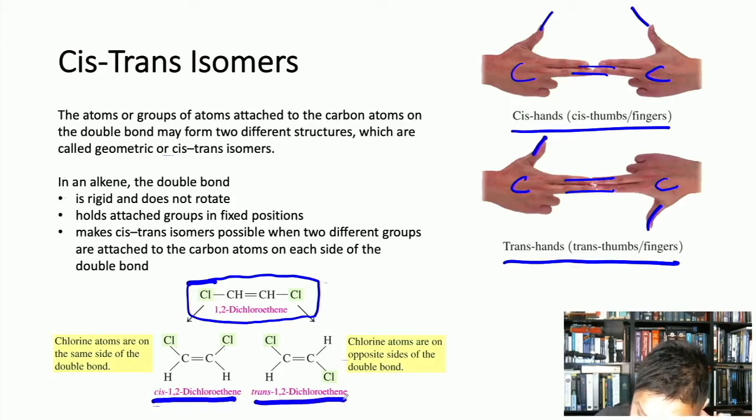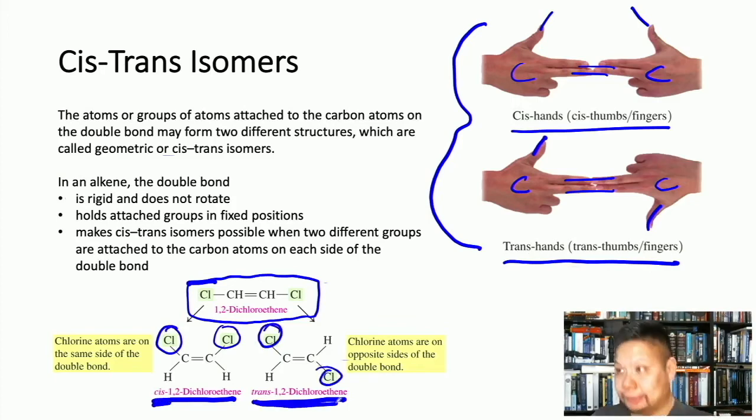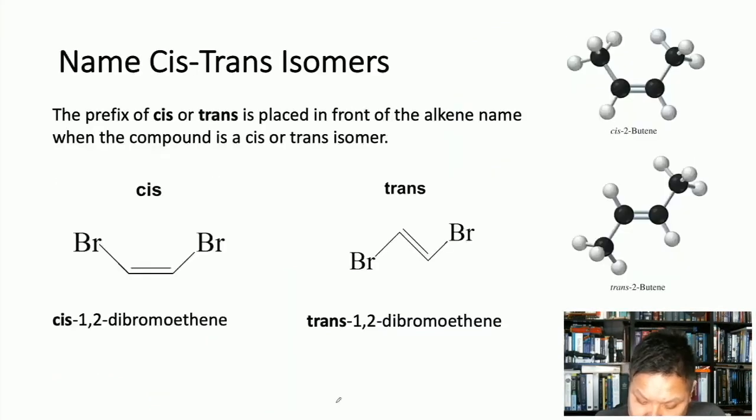And just as the two sets of hands imply, if the chlorines are on the same side, then it's a cis 1,2-dichloroethene. If the chlorines are on opposite sides, it's a trans dichloroethene. But that only happens with alkenes. So let's look at a couple more cis-trans isomers. We have here 1,2-cis-bromoethene.